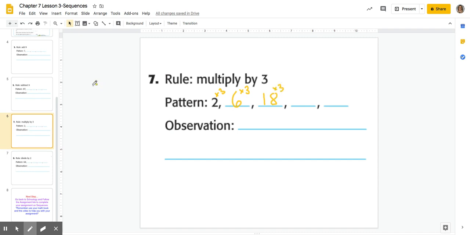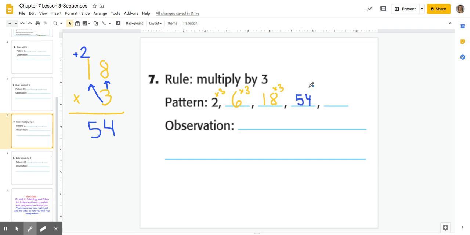18 times 3. Remember, I'm going to write it on the side. Remember how we do these ones. You can do this. I believe in you. You're going to multiply up. 8 times 3, 24. And then you're going to go over. 3 times 1 is 3. Plus 2 more is 5. 54. And I want you to pause the video.